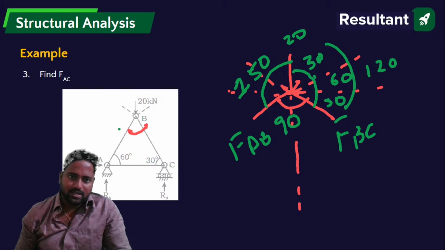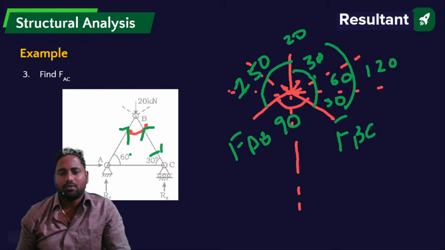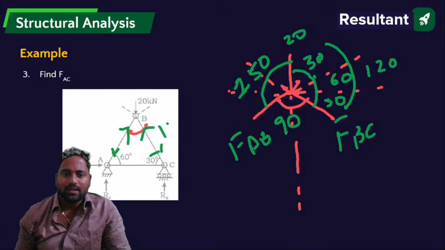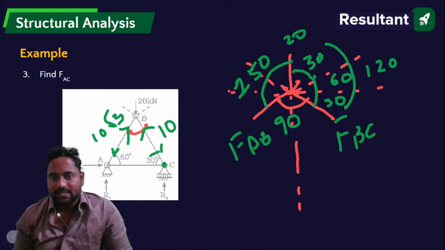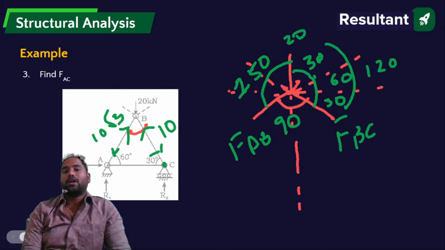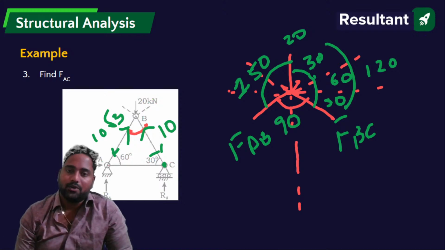Same thing we got by considering the equations of equilibrium of joint B. Instead of doing that huge thing, you can simply calculate 10 and 10 root 3. Then once again, consider the equations of equilibrium of joint C and you can easily get the value of FAC. That's it. So this is how you find it by using the sine rule.